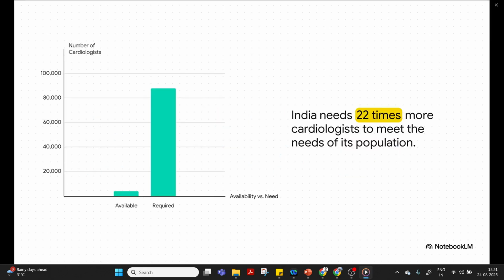And to really get why this matters so much, just look at these numbers. India needs an estimated 88,000 cardiologists. It only has about 4,000. That is a massive gap. For the 200,000 children born with congenital heart disease there every single year, a device that can send their heart sounds to one of those few specialists isn't a convenience. It is an absolute lifeline.